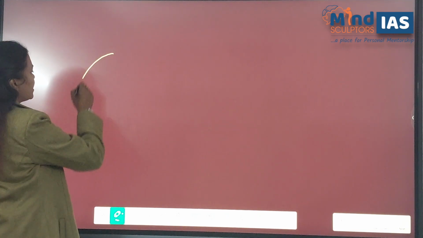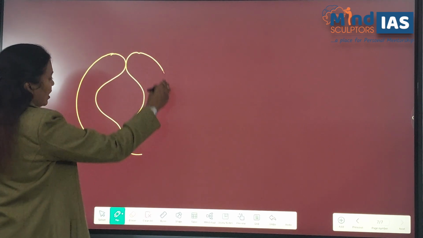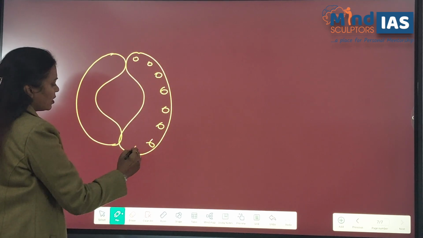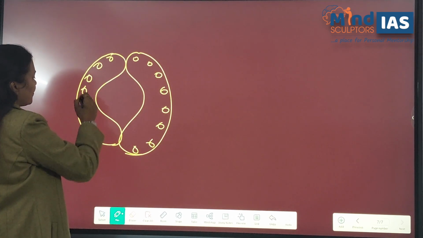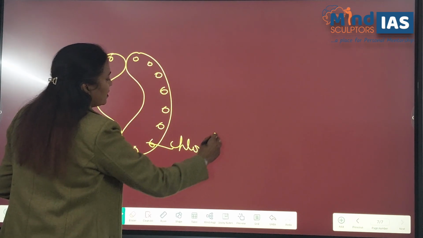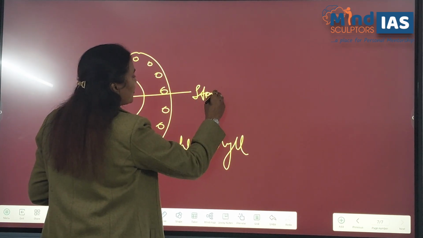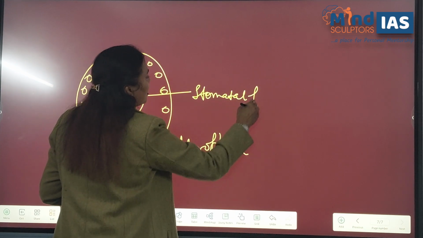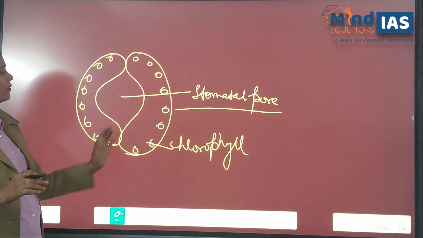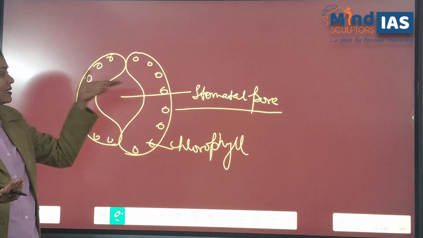If you see the structure of stomata, it is somewhat like this. Here you can see these circular structures. These are chlorophyll. This opening is called the stomatal pore. According to the need of the plant, if you see the shape of the cell, you can say these are bean shaped or kidney bean shaped cells.